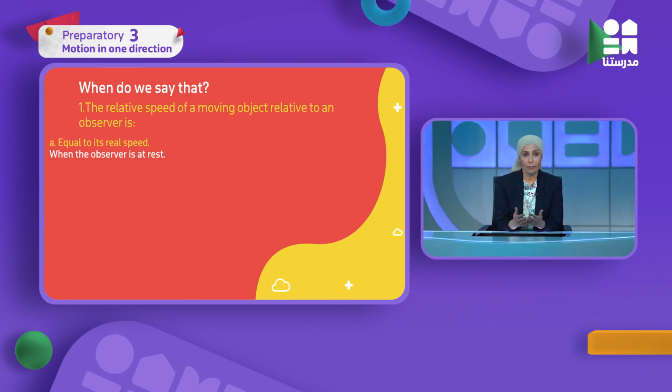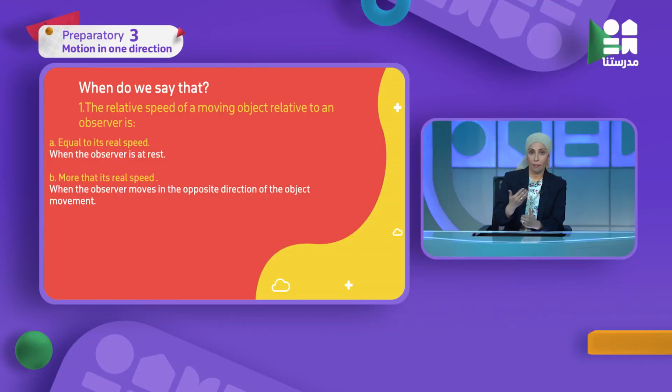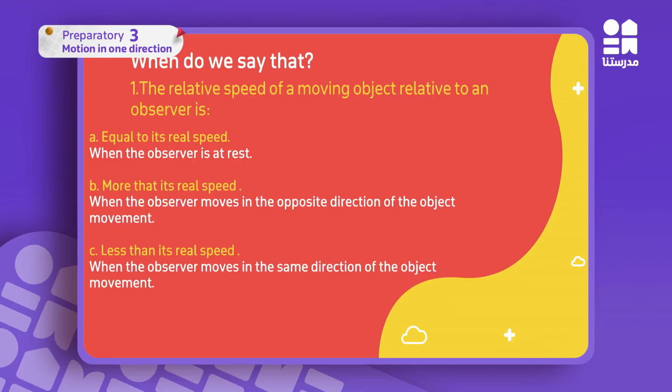Let's now sum up what we took before. We see that the relative speed of a moving object relative to an observer equals its real speed when the observer is at rest. When I say that its speed is more than its real speed, it is when the two moving objects are moving in opposite direction to each other. When I say that the relative speed is less than the real speed, it is when the two bodies are moving in the same direction.